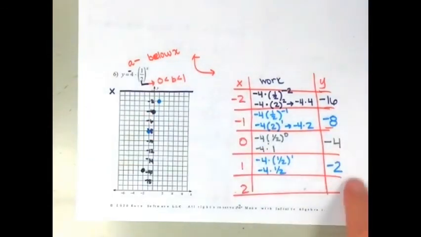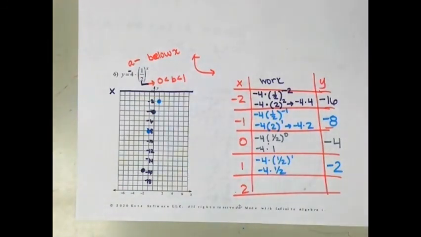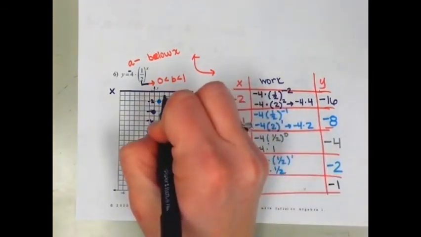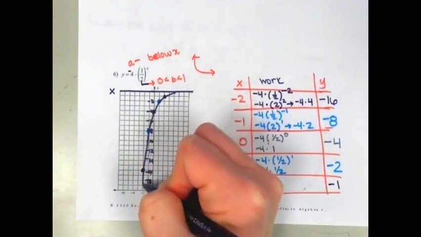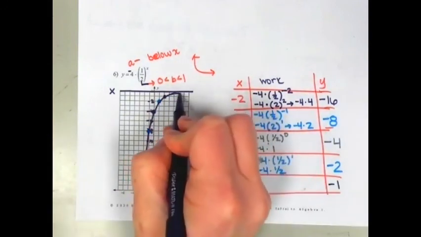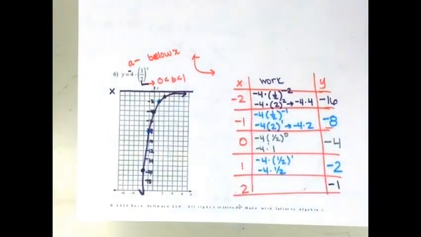Does anyone see a pattern here? Each time it's getting divided by what? 2. So what would be my next answer? -1. Yeah, -1. And then again, here's my curve. Make sure you do not cross what? The x-axis. There you go.